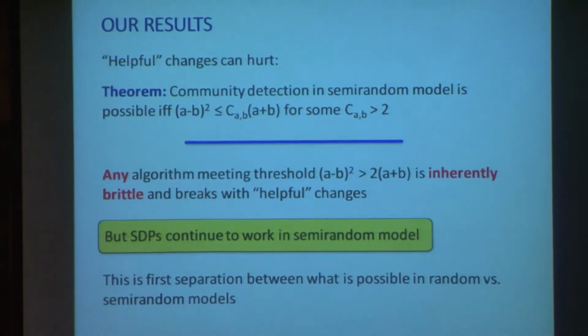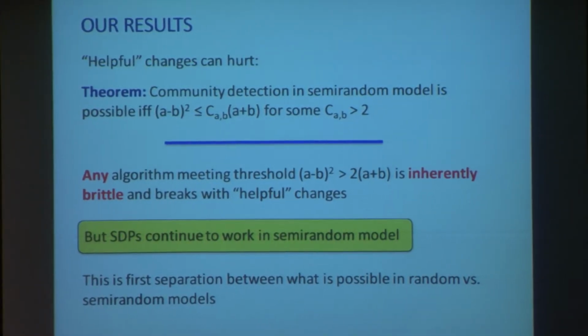And actually, despite the fact that semi-random models have been studied for over 20 years, this is the first separation between random and semi-random. This is the first instance of a problem which is possible in the random setting, which becomes information theoretically impossible under semi-random changes. In the past, for all of the problems that were studied, once we had algorithms that worked in the random case, it turned out that there were things that did work in the semi-random case, usually SDPs.